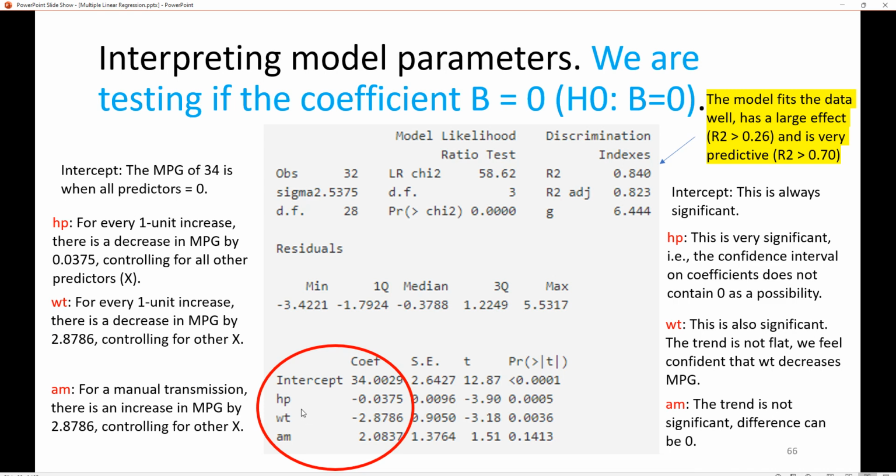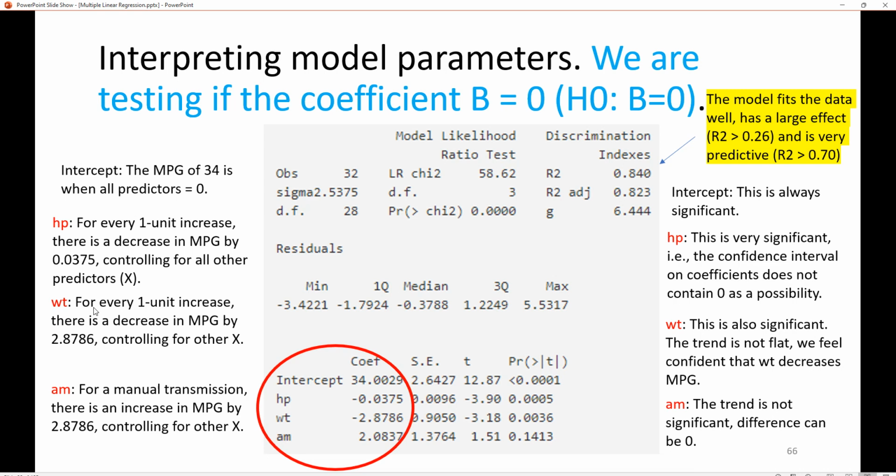So again, by including weight and automatic and manual transmissions, we're now controlling for those 2 predictors. So that's why we say that last part, controlling for all other predictors. In other words, we're making all things equal on weight and automatic or manual transmissions.